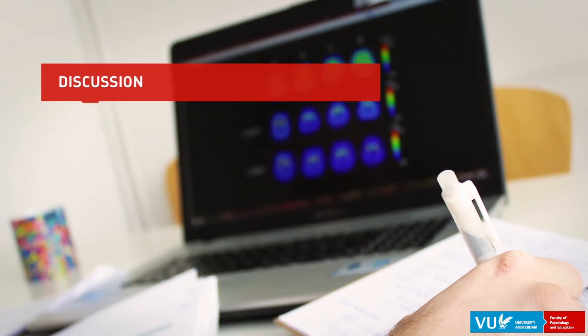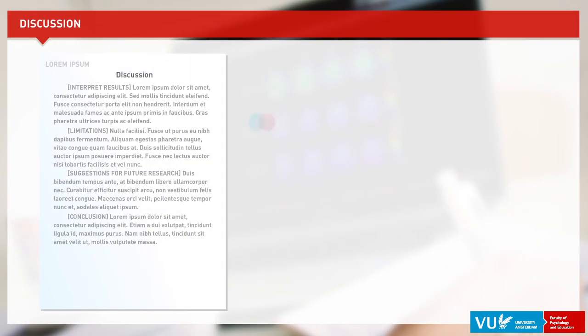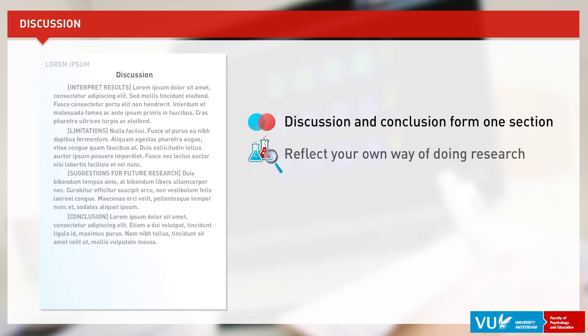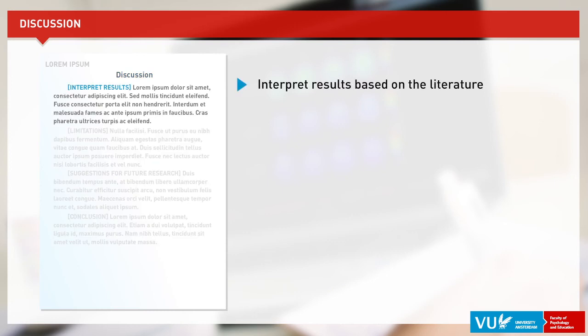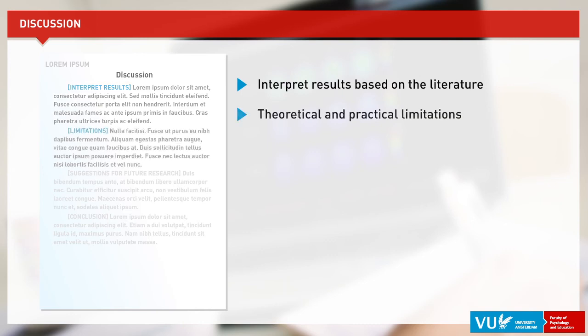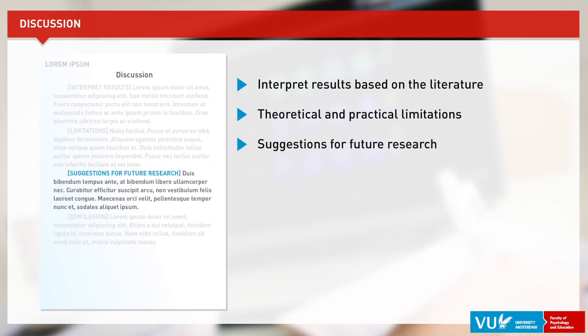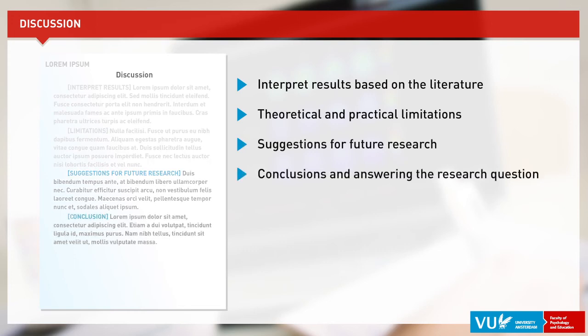Discussion. In a scientific article, the discussion and conclusion form one section. In the discussion, you reflect on your way of doing research. Ask yourself, what can we learn from this research? A discussion consists of the following parts: interpret results based on literature, theoretical and practical limitations, suggestions for future research, conclusions and answering the research question.